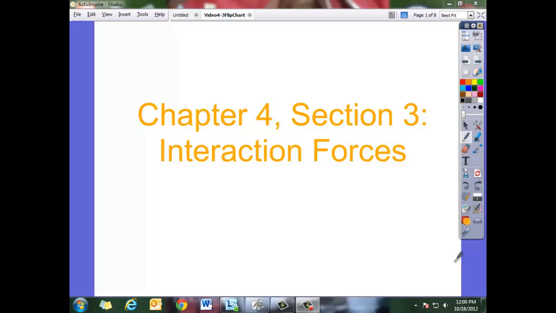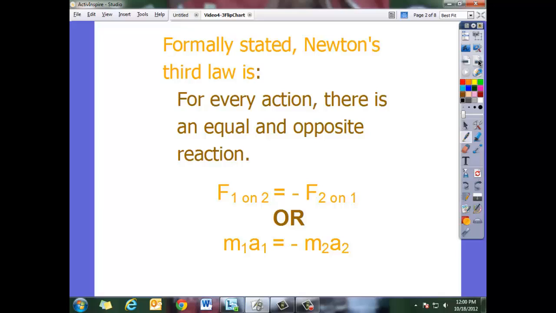What we're going to look at today is the third law, which is typically referred to as action-reaction. If we state it formally, it says for every action there is an equal and opposite reaction. If we want to state it as a mathematical equation, the force of 1 on 2 is equal to the force of 2 on 1, but we have to put the negative in there because they are equal and opposite. Because we know from Newton's second law that F equals ma, I can rewrite that as m1a1 equals m2a2.